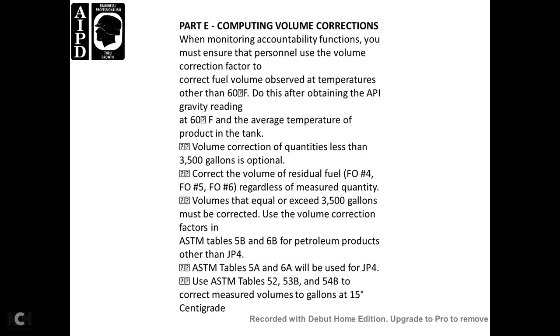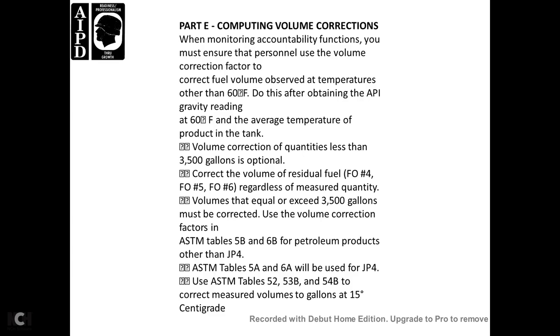All right, Part E, computing the volume correction. The volume correction factor for the direct fuel volume is based on the temperature above 60 degrees Fahrenheit, using the API gravity reading at 60 degrees Fahrenheit and the average temperature of the product in the tank. Volume correction for quantities less than 3,500 gallons is optional.